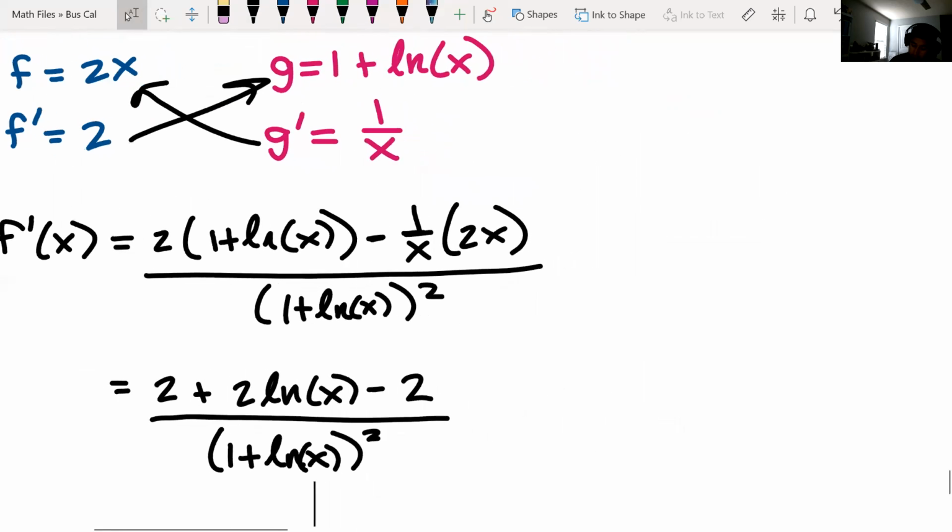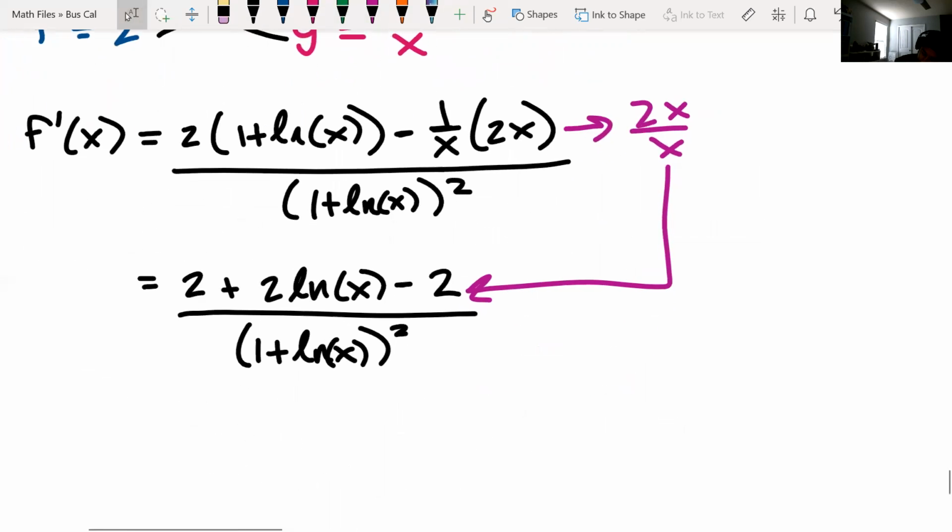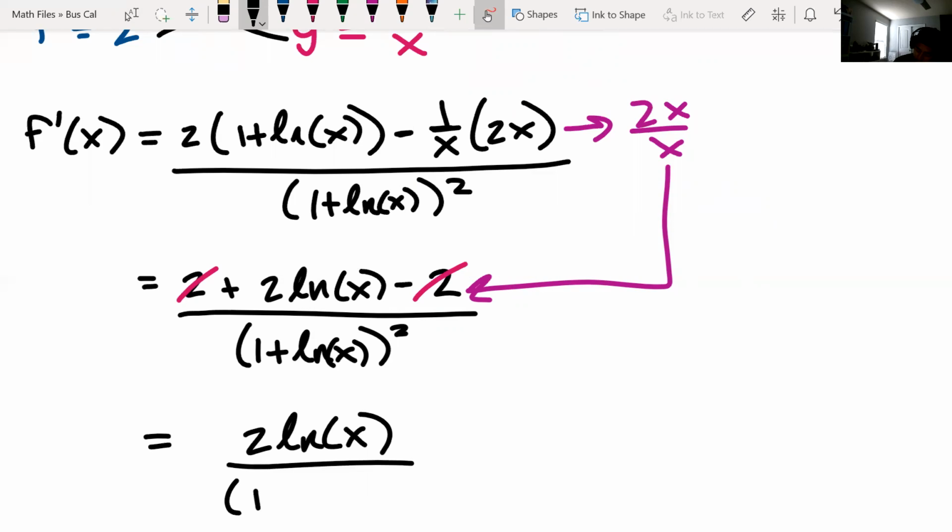Okay, and again, just to show you why, you can rewrite this as 2x over x which gives you the 2. All right, and our 2's cancel. And we are left with our final answer of 2 natural log x over 1 plus the natural log of x squared.